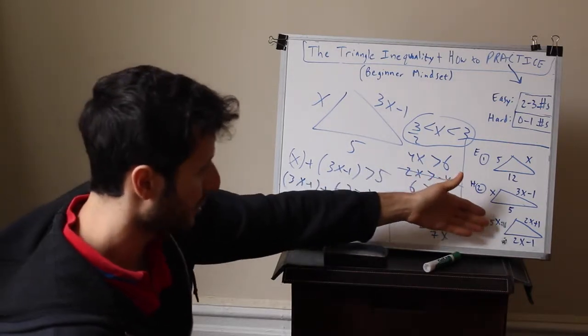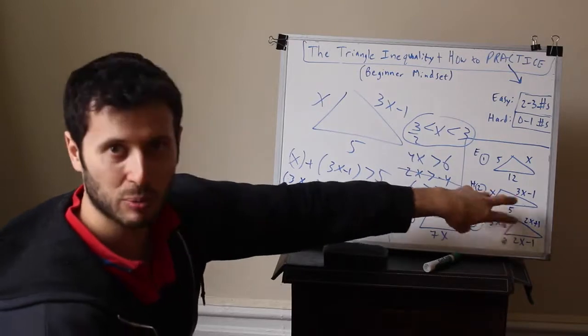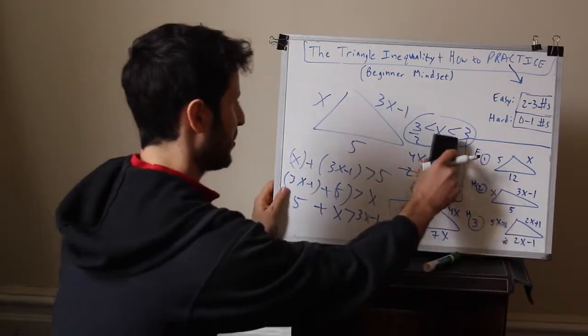Number 3 will have no numbers whatsoever. It'll have all expressions with variables. So let's do that one real quick.